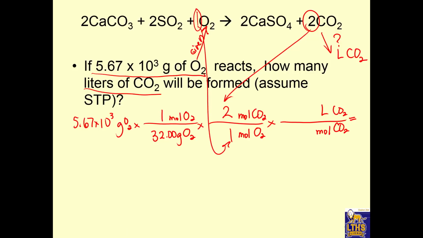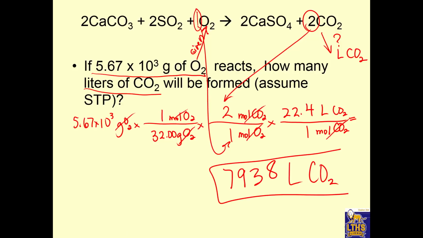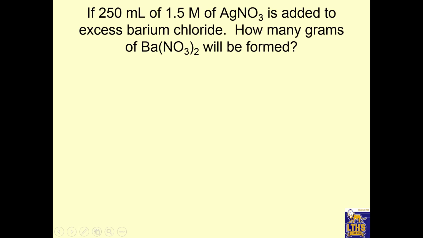Okay. Liters and moles. Oh, it's been a while since we did that, but anytime it's a gas like carbon dioxide, 1 mole is 22.4 liters at STP. Okay. Grams of oxygen go to moles of oxygen, go to moles of carbon dioxide. Boom, liters of carbon dioxide left. You get 7,938 liters of carbon dioxide. Yay. All right. Uh-oh. This time we have molarity.